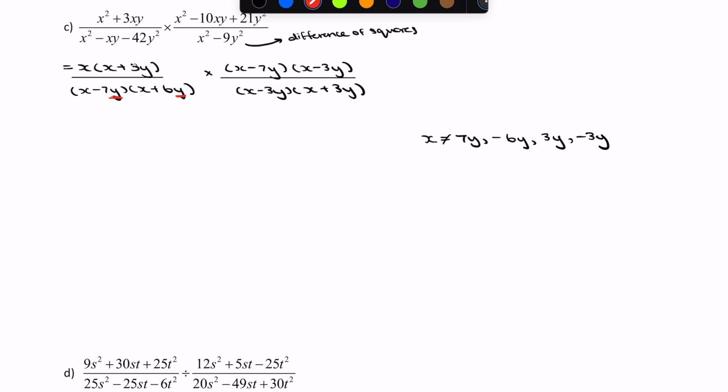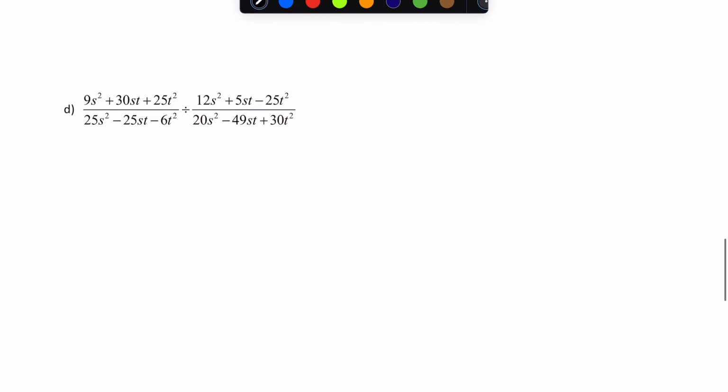So now we can cancel some values out. Here we can cancel out x plus 3y, x minus 7y, and x minus 3y here as well. And so we'll be left with x over x plus 6y. Okay, and let's look at this last expression here. So here you see that 9s squared plus 30st plus 25t squared, that's a perfect square trinomial.